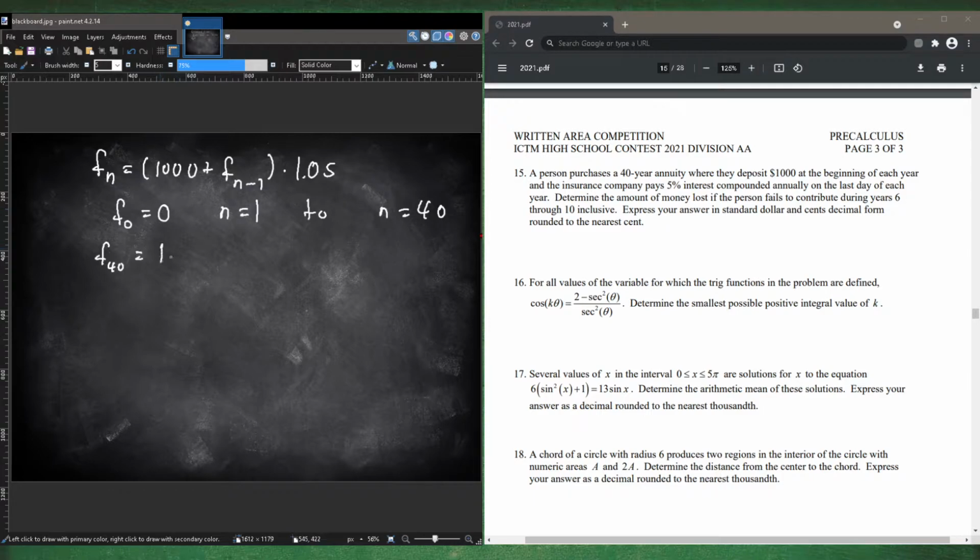you're going to have 126,839.76295, so somewhere around that amount, depending on how many decimal places your calculator gives. And then to get the second amount, when they fail to contribute in years 6 to 10, first we need to find when they stop contributing, which is at year 5.